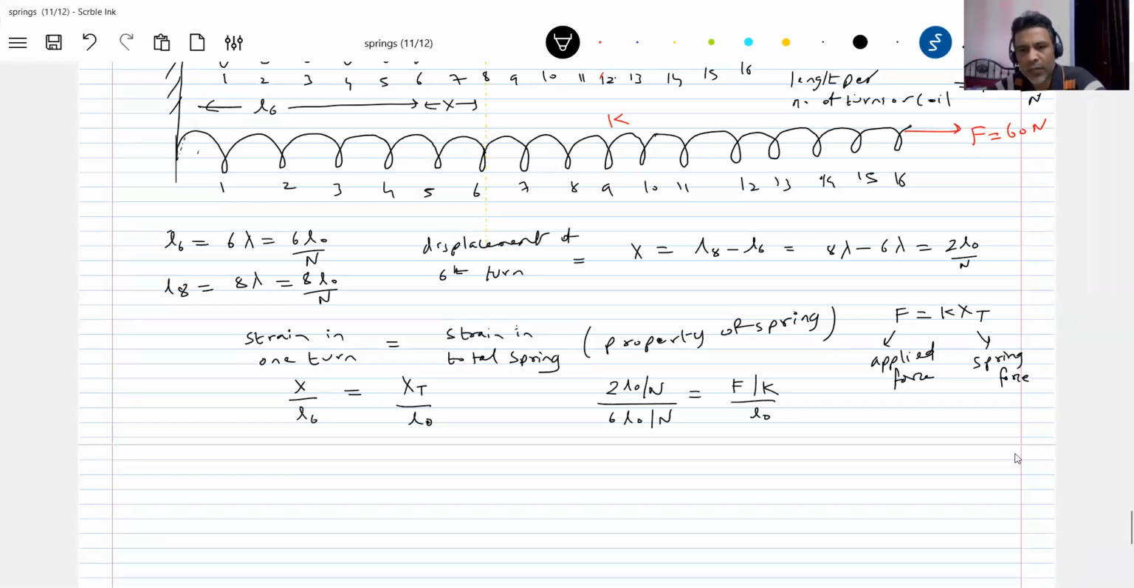So we wanted an expression for k, no? So anybody, what will the value of k be? 3, sir. K equal to how much? 3, sir. 3, what is 3? 4, sir. No, 60 Newton, you know, L naught gets cancelled, L naught gets cancelled.